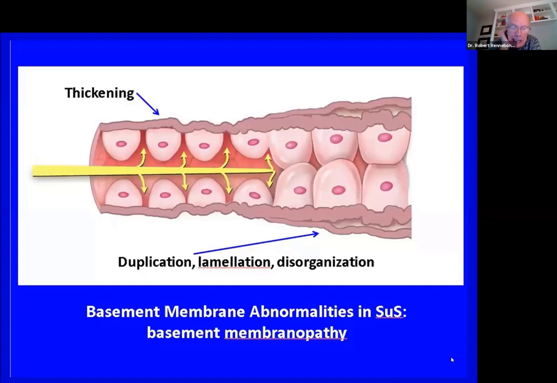I hasten to add that these basement membrane abnormalities are reflections of chronic, inadequately controlled endotheliopathy. This basement membranopathy can be completely prevented or at least minimized by adequately controlling the endotheliopathy. But once these basement membrane abnormalities have occurred, they are irreversible.